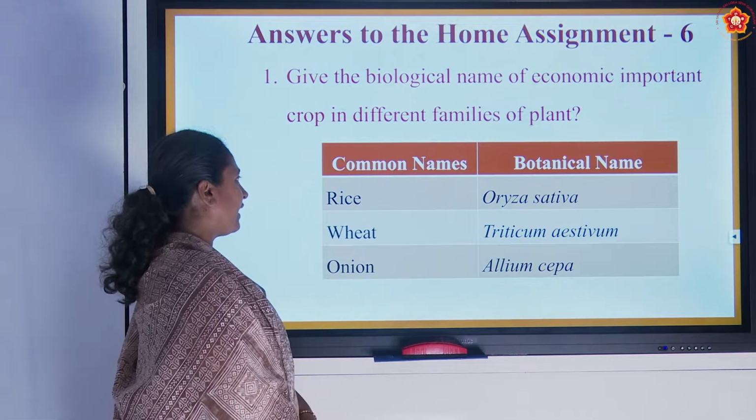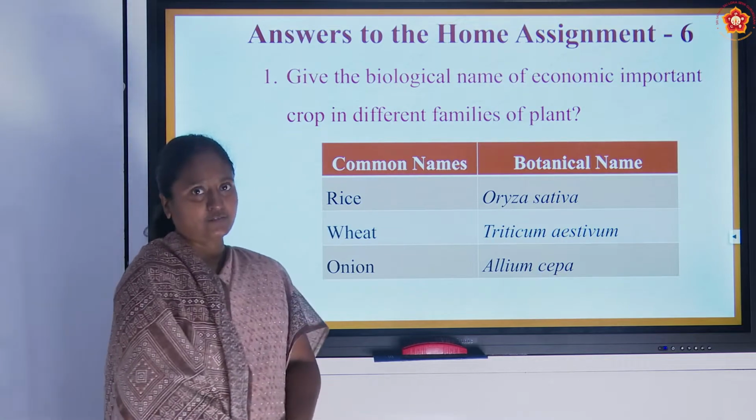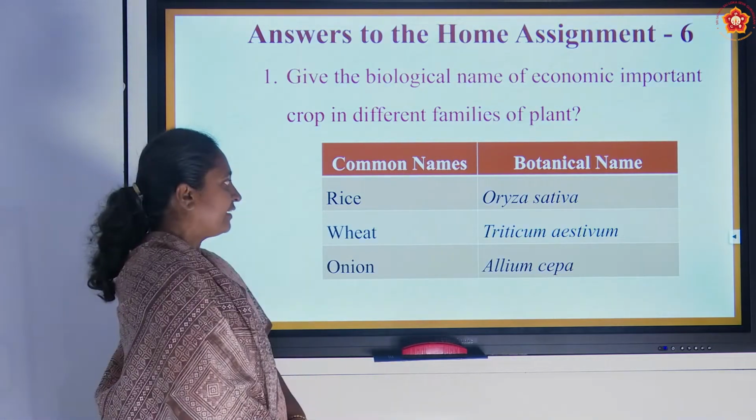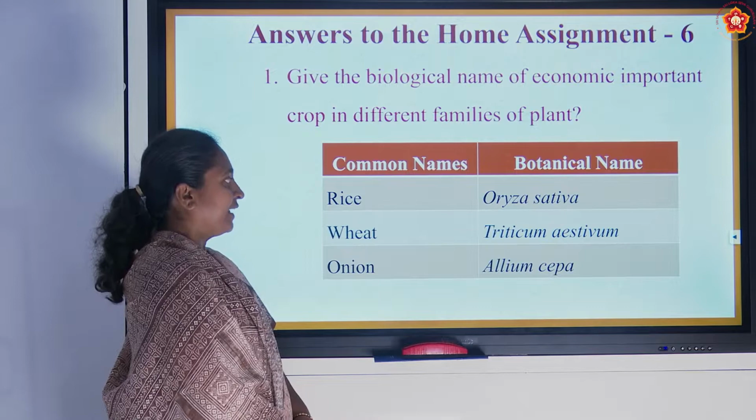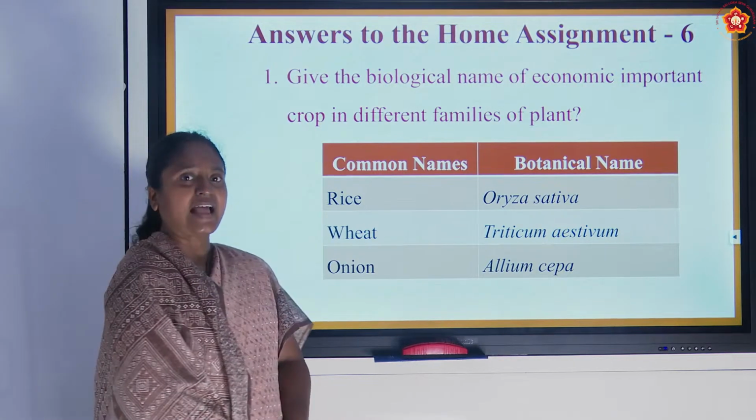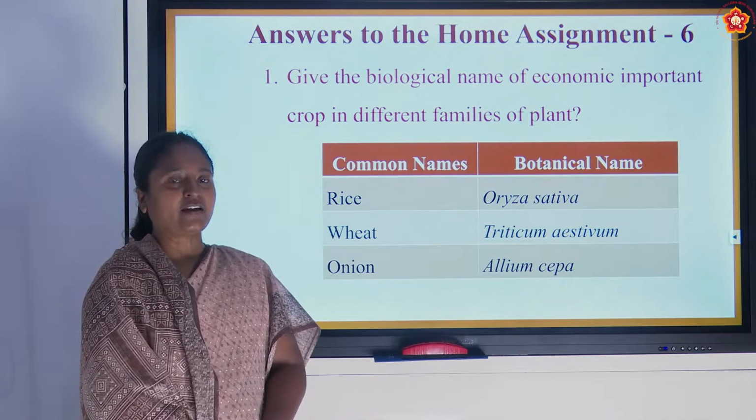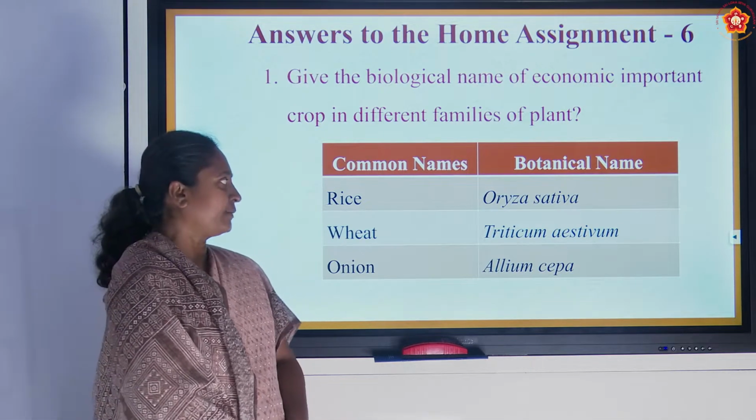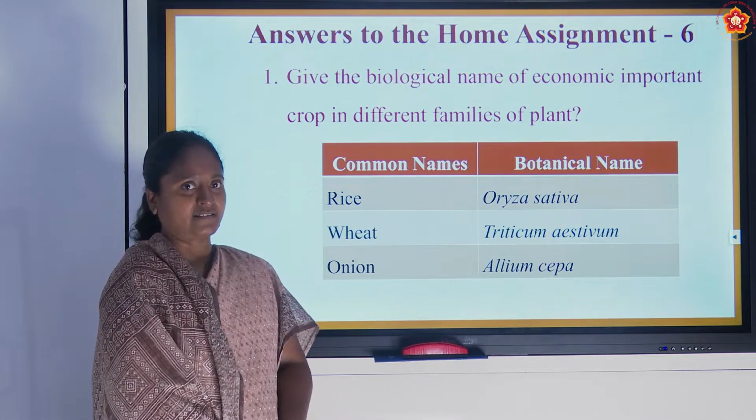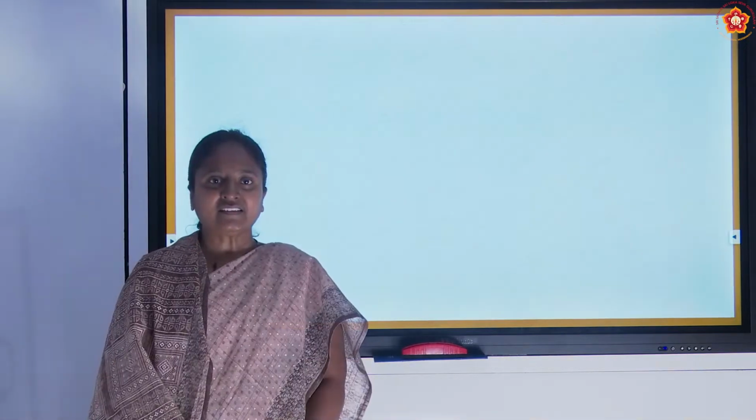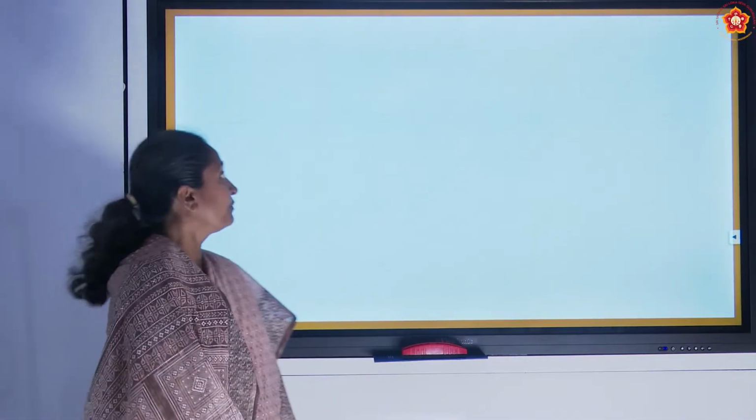Rice, wheat, onion I have mentioned here. Rice is known as Oryza sativa. Wheat is known as Triticum aestivum. Onion is known as Allium cepa. When you are writing biological name, make sure that you are underlining it. Here I am just putting it in italics as we are typing it here. We will see the answer for the next question.